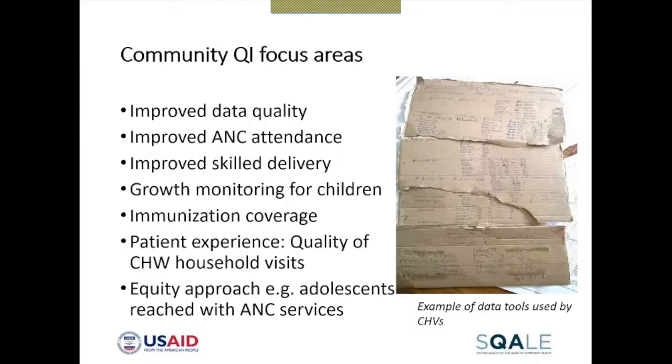So our focus areas were improving data quality, antenatal care attendance, skilled delivery, and growth monitoring for children, as well as immunization. But we also went beyond just the health outcomes and looked at quality indicators like patient experience. So what is the quality of services at the household level? And also looking at equity in terms of ensuring that vulnerable groups were targeted. And all this was the community teams themselves learning and being exposed and knowing how to go and identify that these are our vulnerable groups and doing something about it. So for example, adolescent girls and their access to antenatal care services.